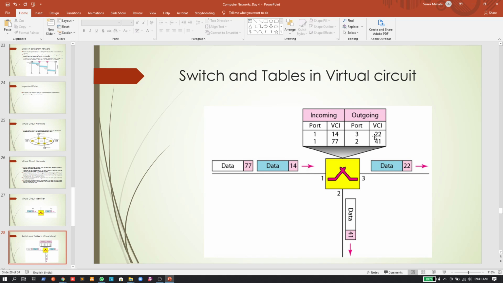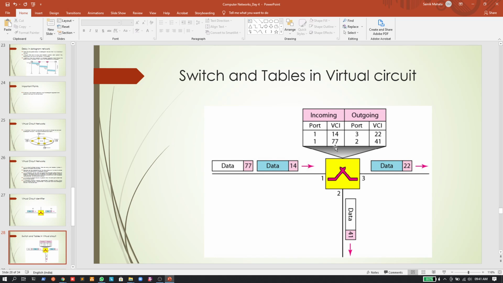If you see this diagram carefully, from port number 1 there are two packets that are incoming. The first packet has the data and it has the VCI number as 14. So the first entry in this table is port number 1 and VCI number 14. If I go to the next packet, it has the data and the VCI address as 77. So again incoming port is 1 and the VCI address is 77.